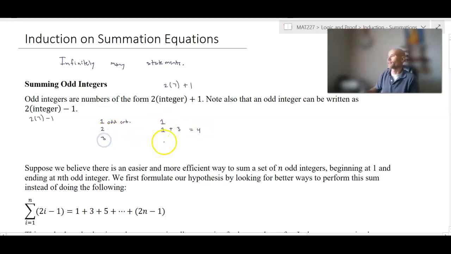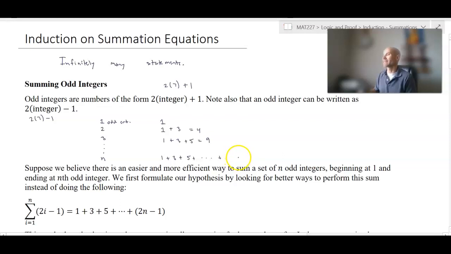And I can do this for 3 odd integers. 1 plus 3 plus 5 equals 9. Okay, and we can keep on going, right? We can add as many odd integers as we want, but ultimately we're going to get to the point where if I add up the first n odd integers, that's going to be 1 plus 3 plus 5 plus dot, dot, dot. This is just to mean it's going to keep on incrementing by 2s. And it's going to go up to the nth odd integer.